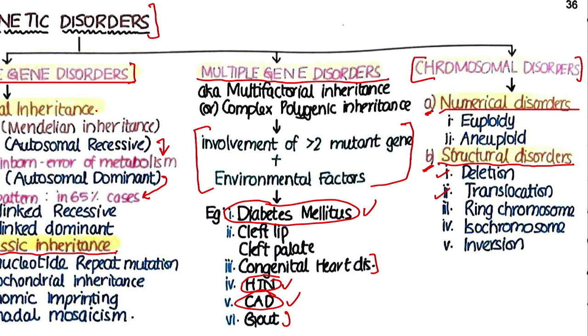There can be translocation. Translocation is very important as far as leukemias and lymphomas are concerned. For example, translocation 9;22, which is seen in CML, that is the BCR-ABL fusion gene and its functional protein. Third is ring chromosome formation. Fourth is the isochromosome, and fifth is the inversion. Inversion is also a mode of genetic disorder in leukemias and lymphomas. So chromosomal disorders can be numerical or structural.